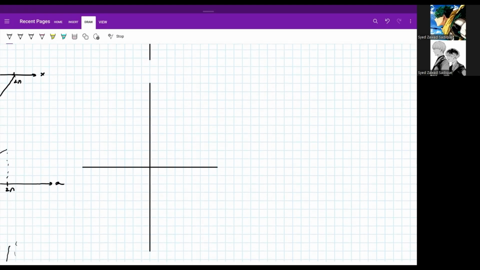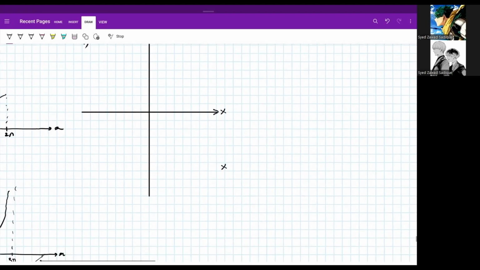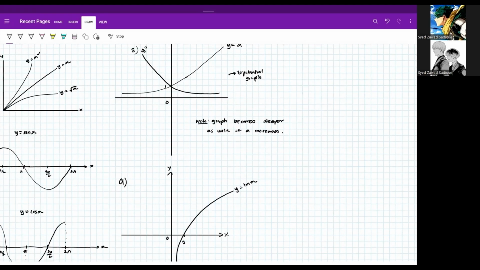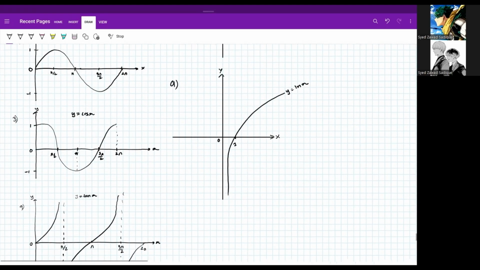This is number 9. Y, X. So this is 1. Okay, this would be, excuse me, this is y equals ln x. Okay. Now to just add a few basic details to all the graphs that we have drawn.